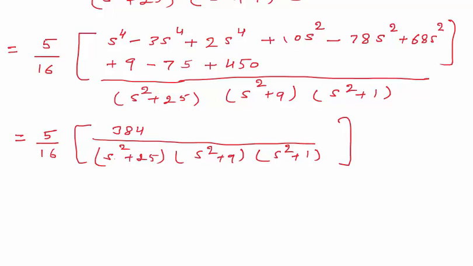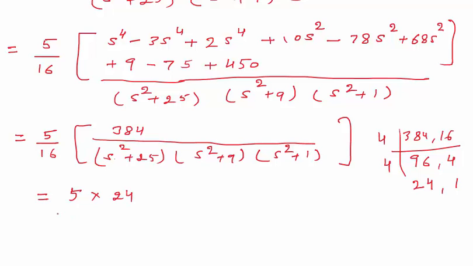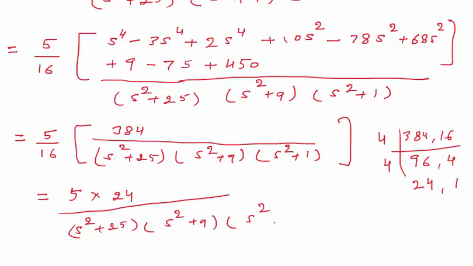You can use a calculator, as a calculator is allowed to calculate these values. Now this 384 and 16 we can cancel with 4. 4 9s are 36, 4 6s are 24, this is 4, again with 4 I can cancel, 4 4s are 16, and 4 1 is 4. So what I got in numerator as 5 into 24 divided by s square plus 25, now s square plus 9 into s square plus 1.